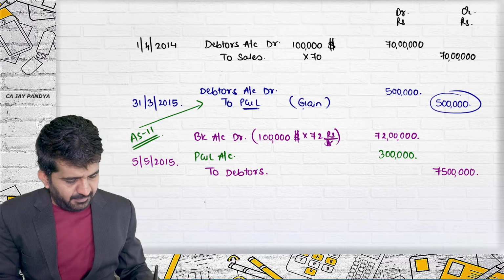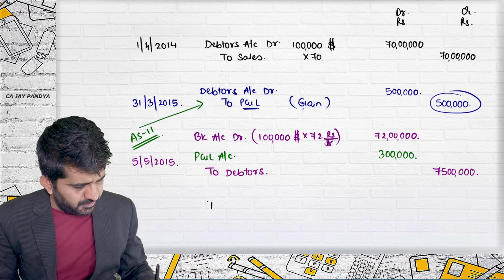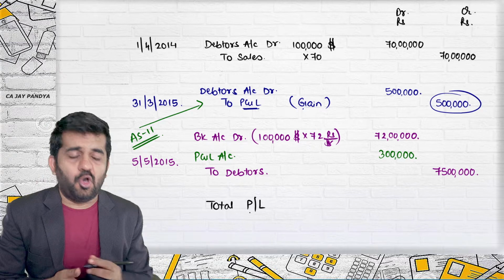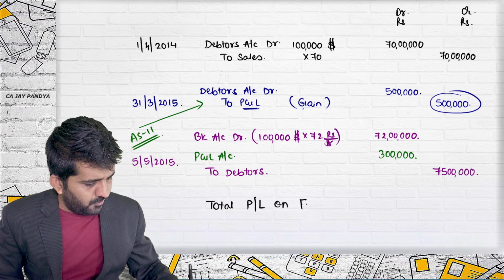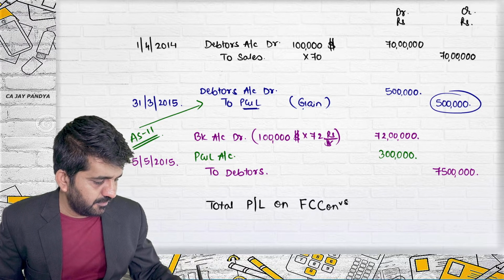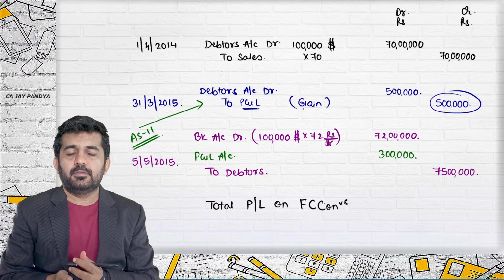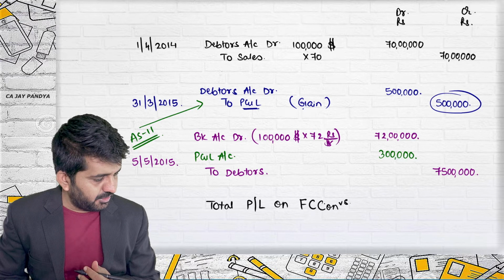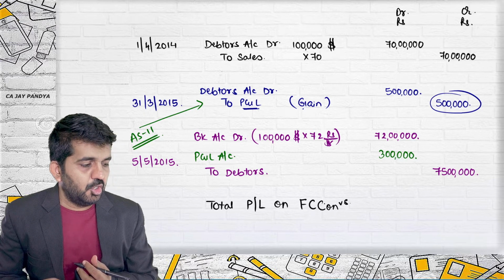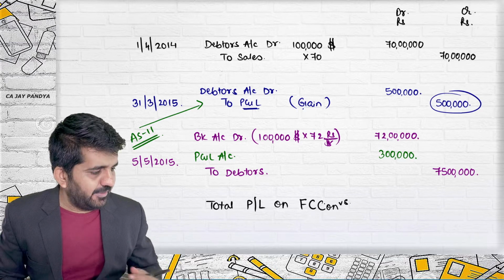Can anyone tell me how much is the total profit or loss on foreign currency conversion? Sir, 3 lakhs. It is a profit. Is it 3 lakhs or 2 lakhs? 2 lakhs. Sorry, sir, 2 lakhs profit. Net is 2 lakhs. Is it all right? How 2 lakhs?